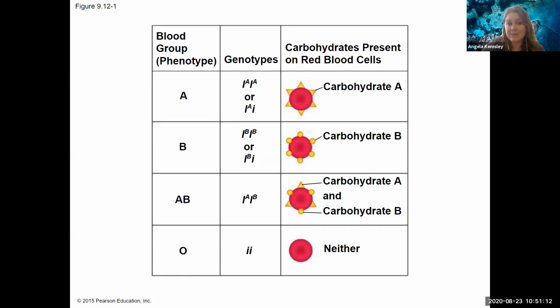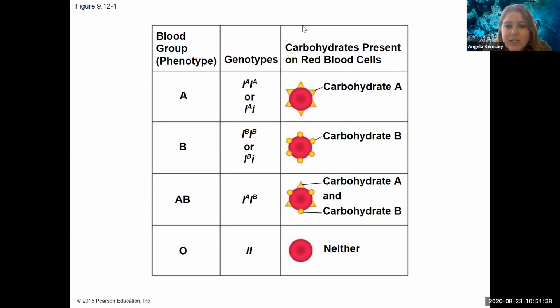Now for AB, this is where the codominance comes in. A and B are both dominant, they're co-dominant. So the AB blood group means you have both the A allele and the B allele. Since they are co-dominant, they are both going to show. So you have both A and B. O is recessive, so the only way to have O-type blood is for your genotype to be OO.